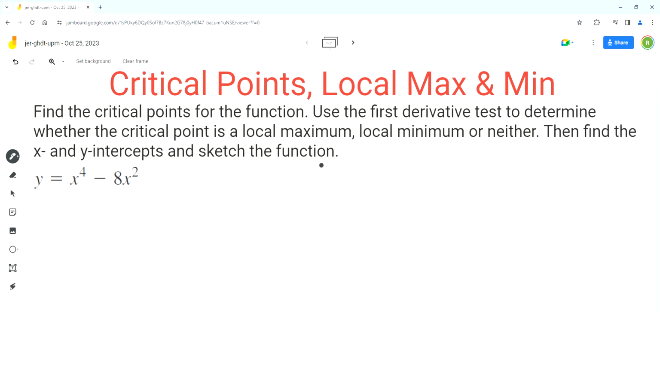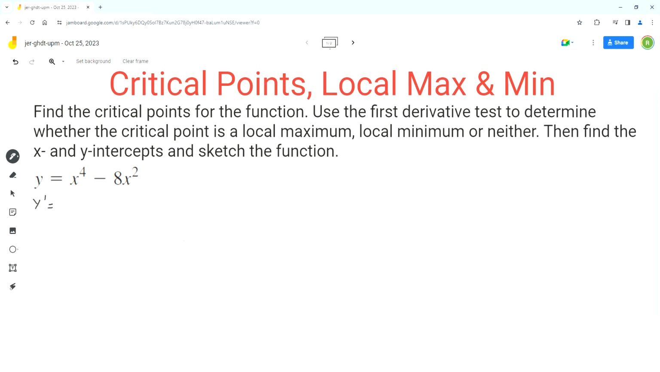So first we have to find the critical points for the function. Critical points are points at which the derivative of a function is equal to 0 or undefined. So we have to start by finding the derivative of this given function. The derivative will be y prime equals, and we have to use the power rule to find the derivative of these two terms.